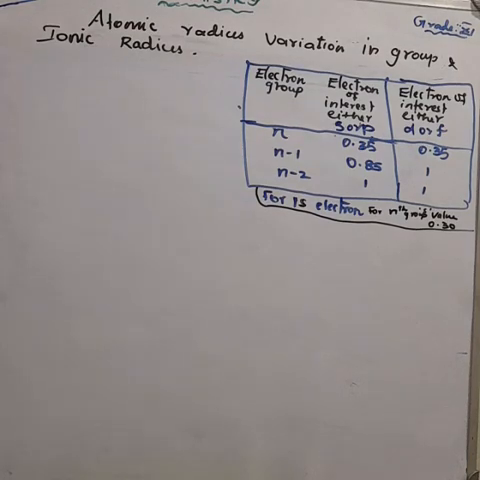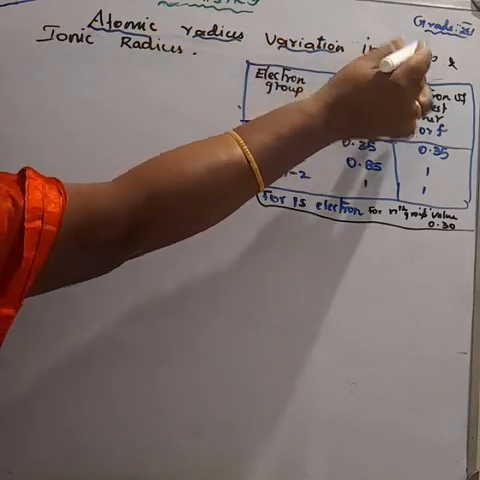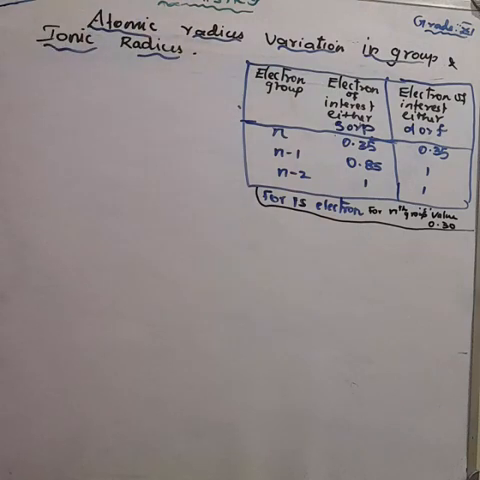Today we are going to study how the atomic radius or covalent radius varies in a group. Yesterday we studied how the atomic radius varies in periods. And today we are going to study how the atomic radius varies in a group, and about ionic radius and how to calculate the ionic radius. That is all we are going to learn today.